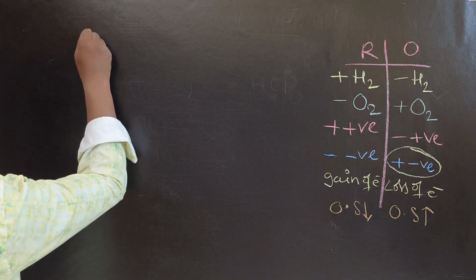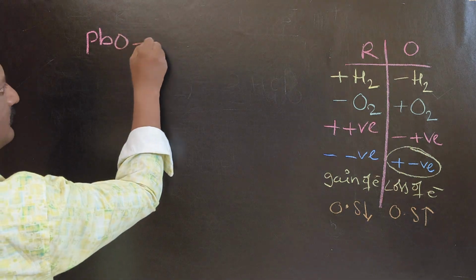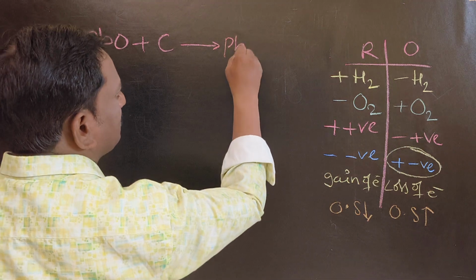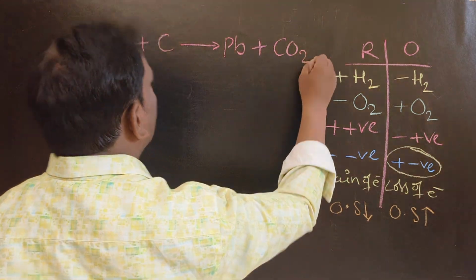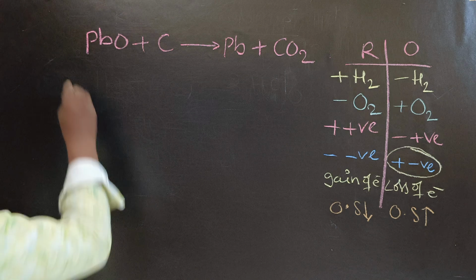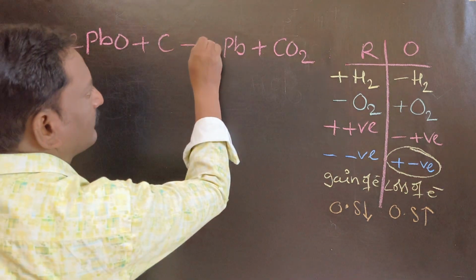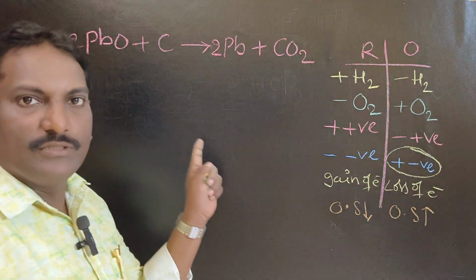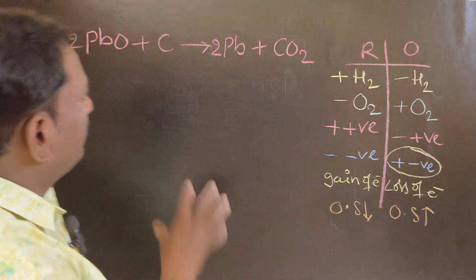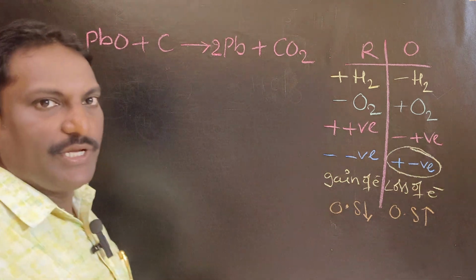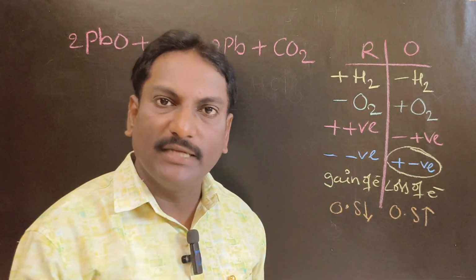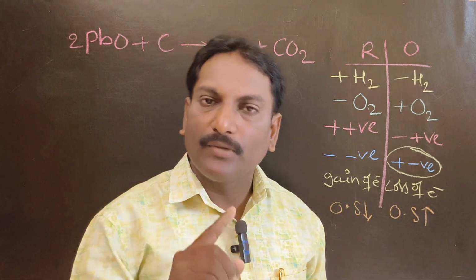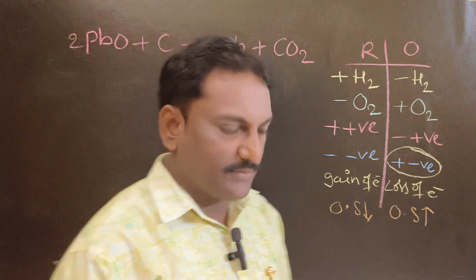Lead oxide heated with carbon gives lead plus carbon dioxide. This is a reaction. Okay, right. So this is the given reaction. In this one, let us identify which one is the oxidation, which one is the reduction, which one is getting oxidized and which one is getting reduced, and which one is acting as oxidizing agent and which one is acting as reducing agent.